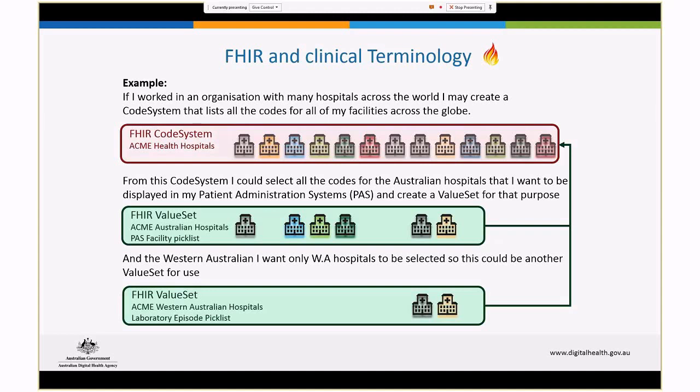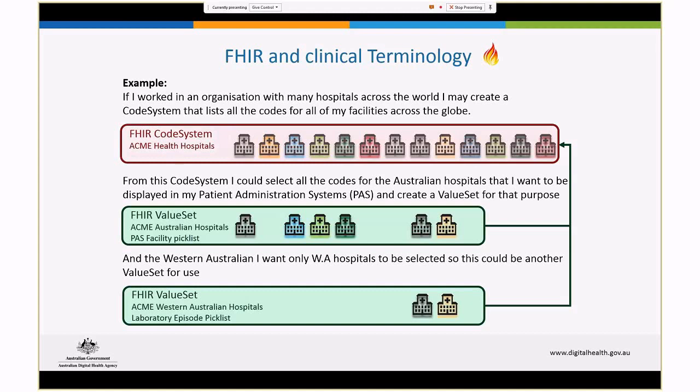So I create a value set that means something to my users on that drop-down or on this field that they have to enter a code in. And it's referencing the code system where these codes came from. And then I might create another value set for another use case. So in Western Australia, I only want to see the WA hospitals. So I just create another value set, but I just put the ones in there that I need for this use case. So it's value sets that we use in operation, and the code system is more the master catalog of where these codes came from.